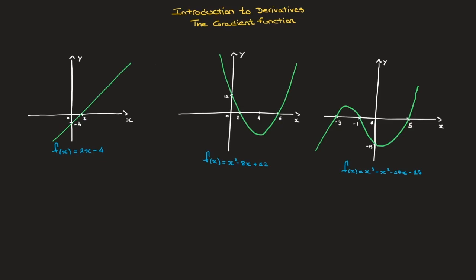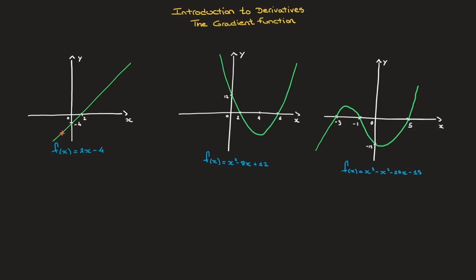So let's get started. If I look at the first graph we have here, this is a straight line graph. And this function's equation is the one we see here, f of x, which equals 2x minus 4. Now, if I were to ask you what is this line's gradient or slope at, say, this point here, I'm sure you'd have no trouble telling me that it's equal to 2.